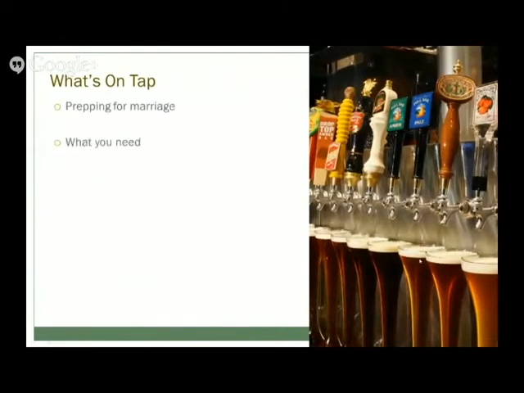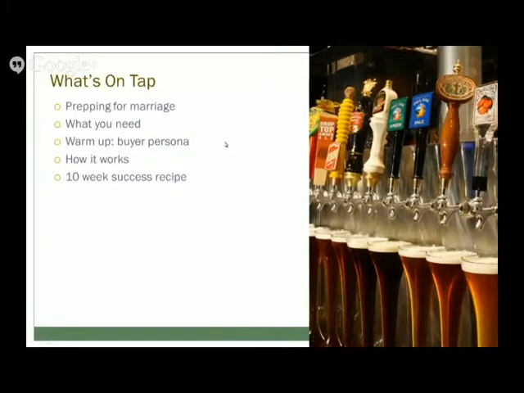Today we are going to first talk about our buyer personas. It's a little out of order, unfortunately. I'm not sure why. So first we're going to talk about buyer personas. That's going to be our warm-up activity. And then after that, we're going to talk about how we're going to take people from just meeting them online to marrying us by making them into customers, right? So the marriage is making them into a customer. The meeting them is where that blogging comes in. We're going to talk about what you need to blog, how it works, and then we're going to spend most of our time actually in this 10-week success recipe.